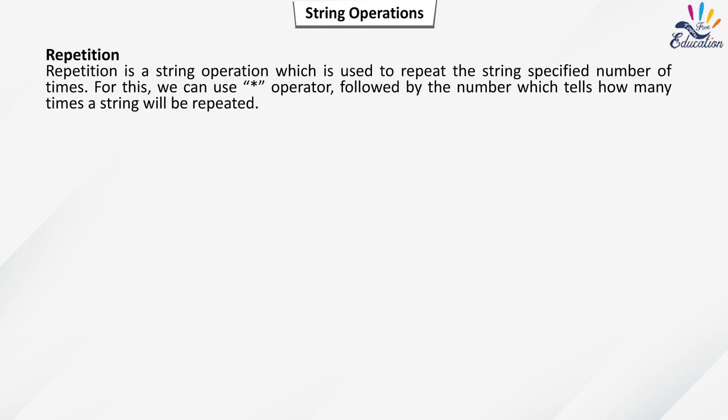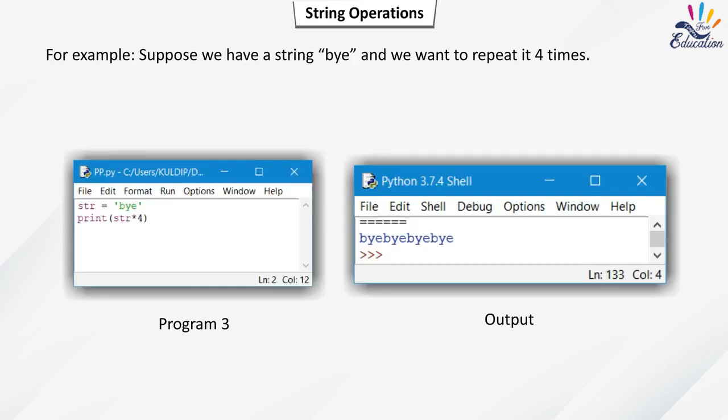Repetition. Repetition is the string operation which is used to repeat the string a specified number of times. For this, we can use the asterisk operator, followed by the number which tells how many times a string will be repeated. For example, suppose we have a string 'by' and we want to repeat it 4 times.